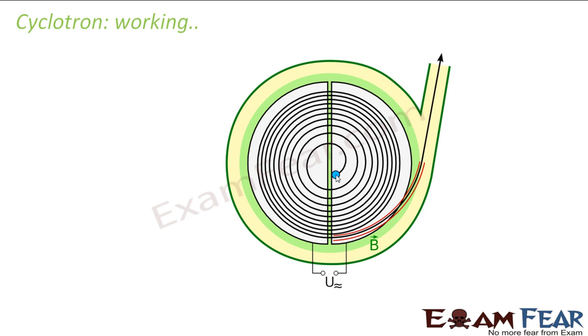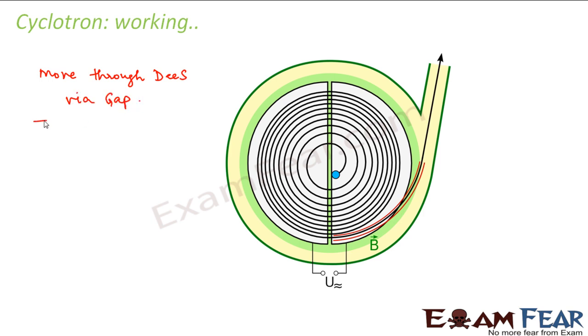Now, as I told before also, they will move in a circular path because of the magnetic force which they experience due to the magnetic field. Then they will enter the gap. As soon as they enter the gap, they experience the electric field. Again, they move through the other D, and again go through the gap. So after how much time do they reach the gap?